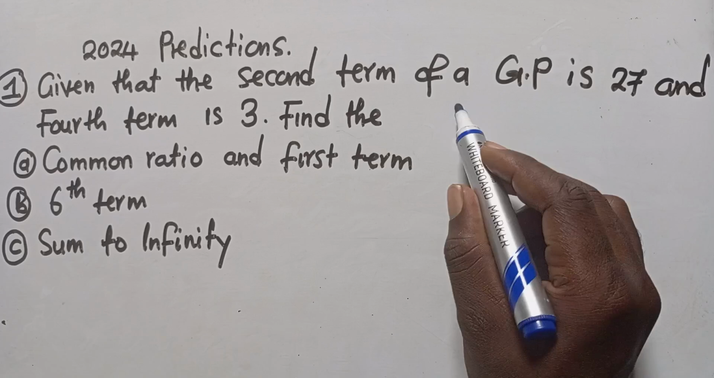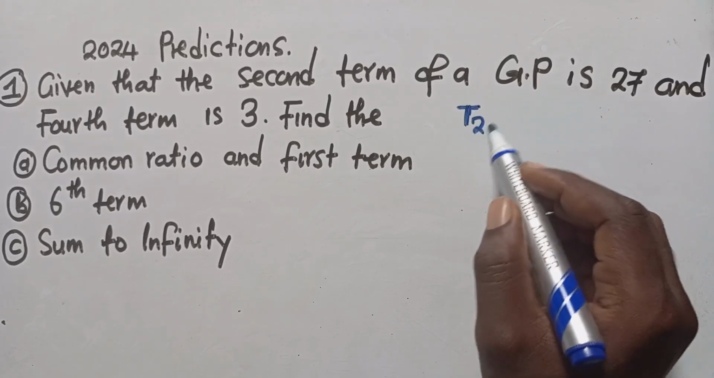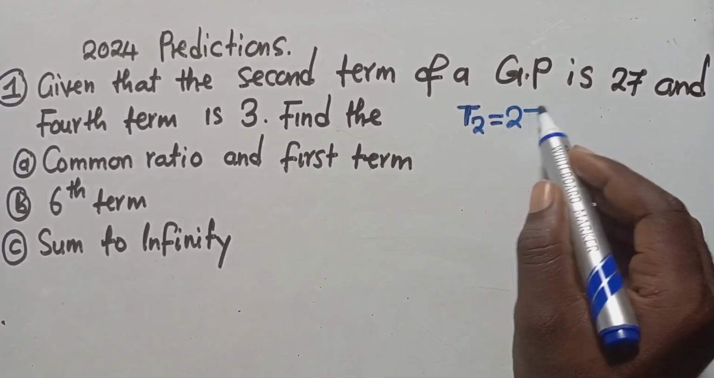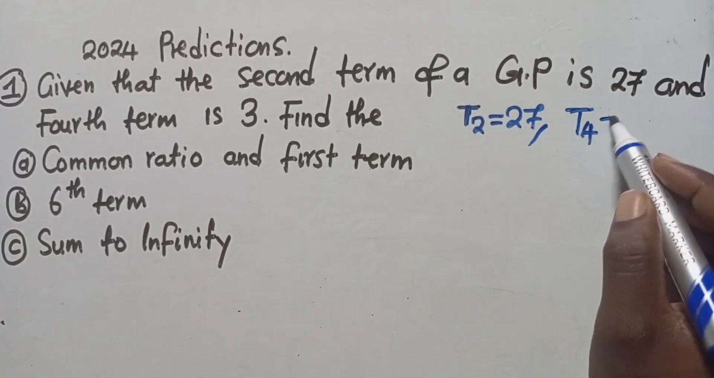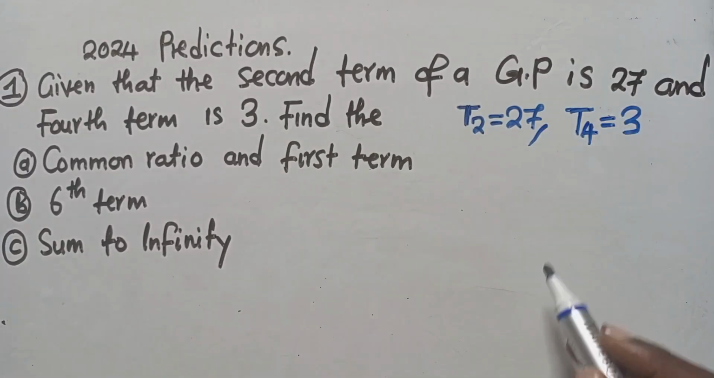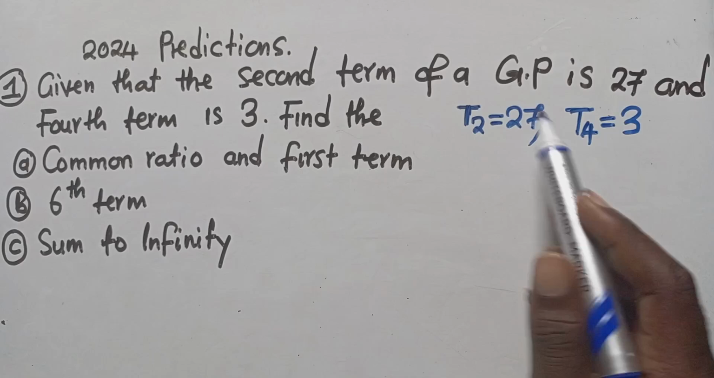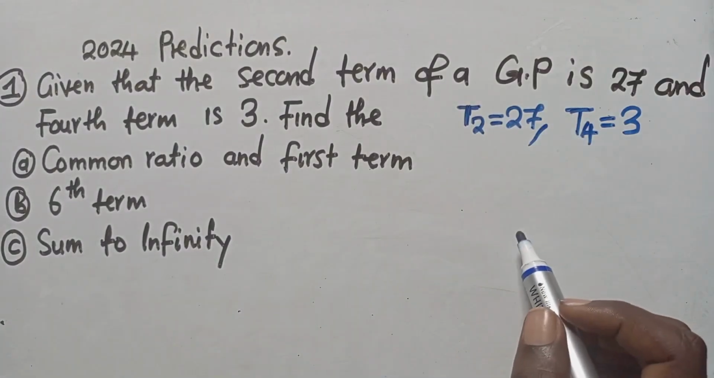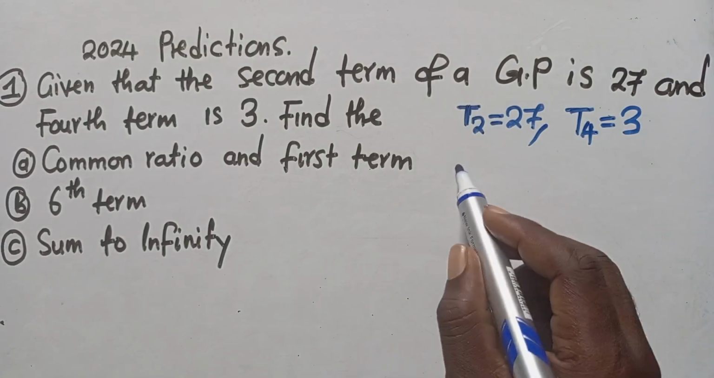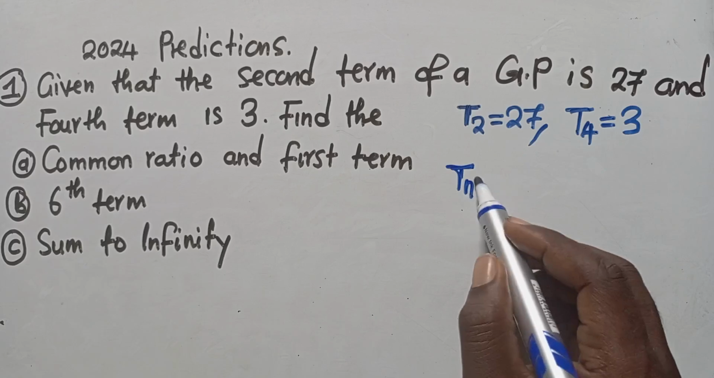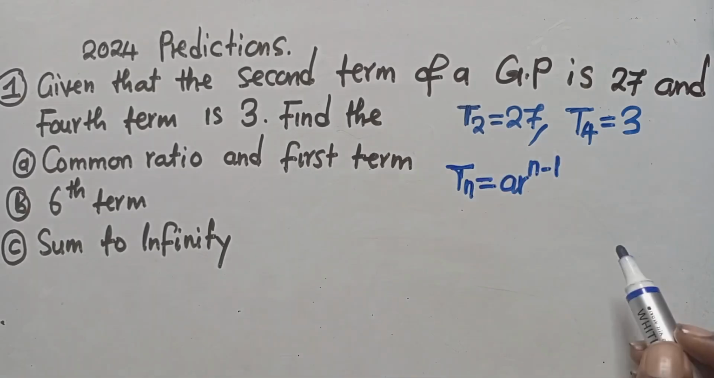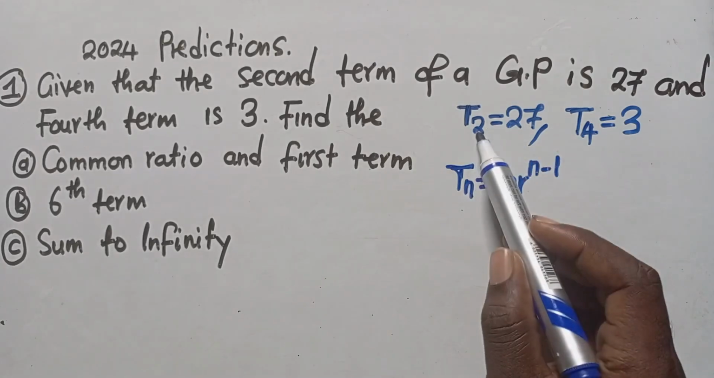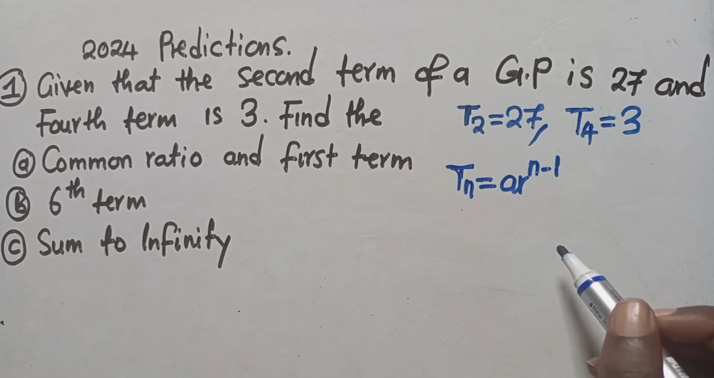We are given a second term, so the second term is equal to 27. We are also given the fourth term, which is equal to 3. This is what we are given, so we are going to use the formula for terms. The formula for the nth term of a GP is this one. We are given n, which is 2, and the second term is 27.